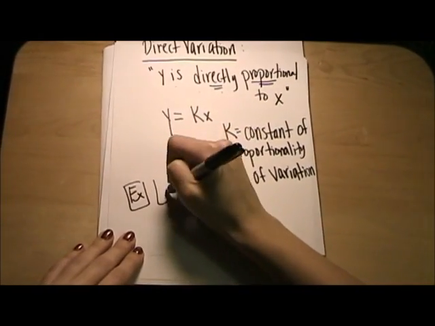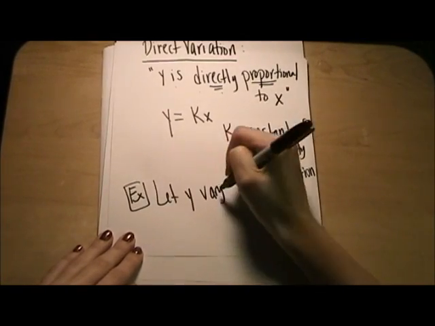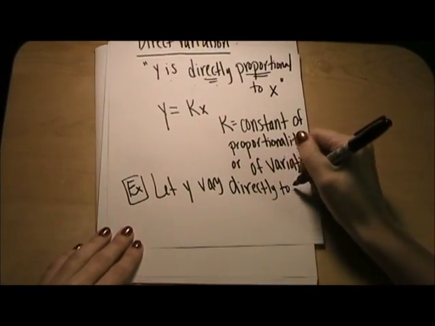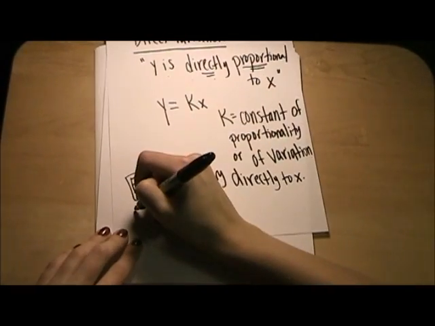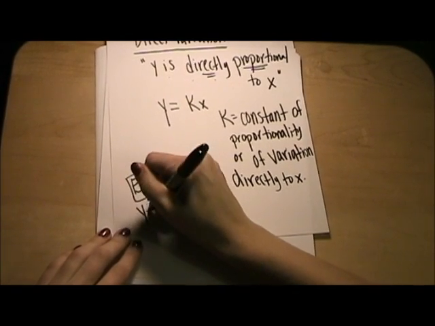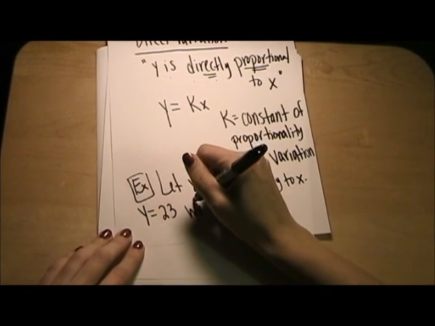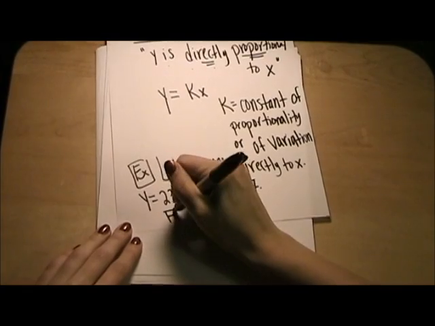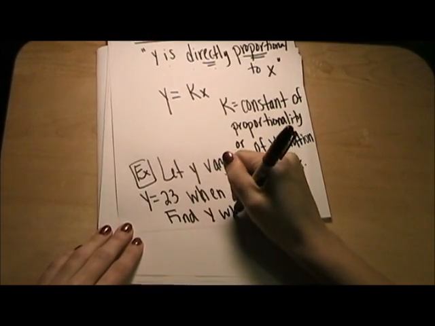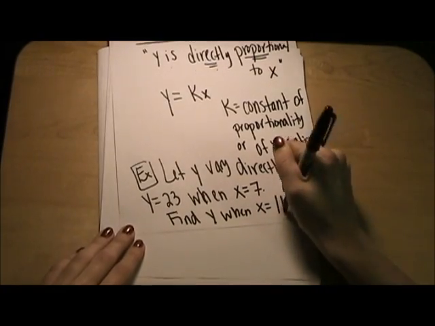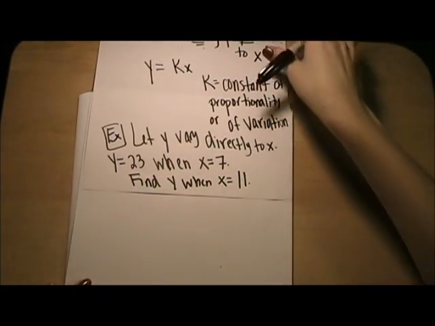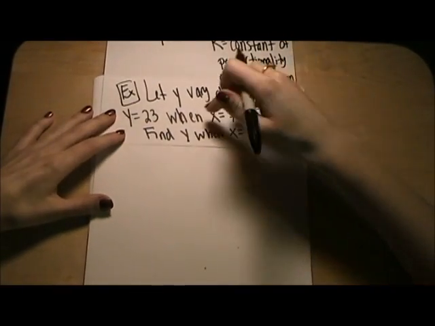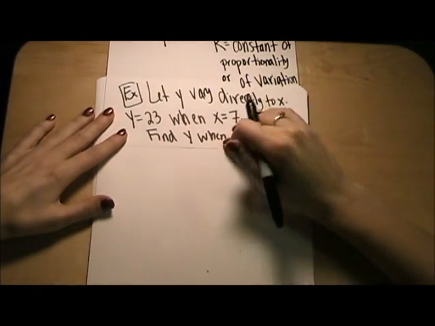So if we say let y vary directly to x, y equals 23 when x equals 7. Find y when x equals 11. So we're letting y vary directly to x. Y equals 23 when x equals 7. Find y when x equals 11.